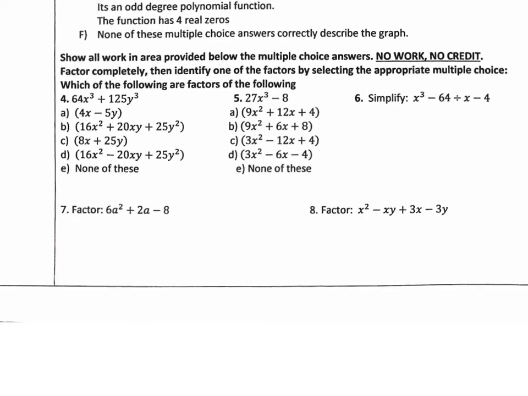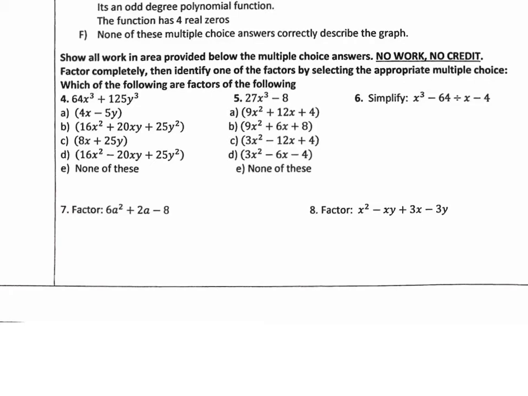I want to kind of get you ready for the final by giving it to you in the final format. As a matter of fact, the final format's even easier because it only has four options. On my tests, I have five options, right? So even though it's multiple choice, you need to show all your work in the area provided below. No work, no credit. And it has to be correct work. It can't just be a bunch of scribbles, right?